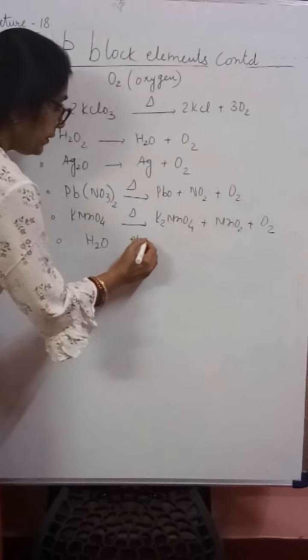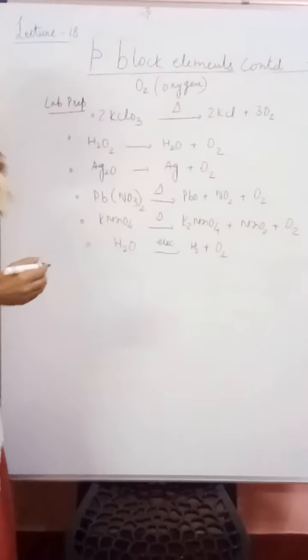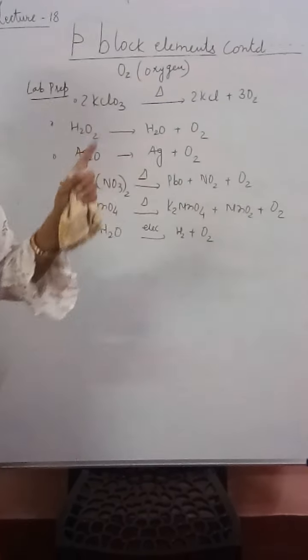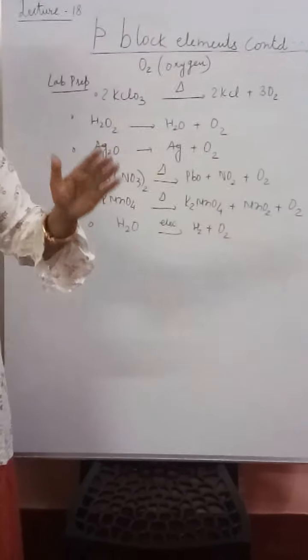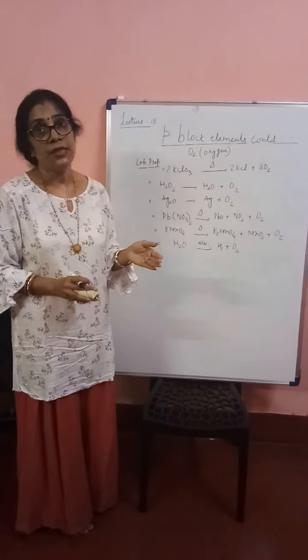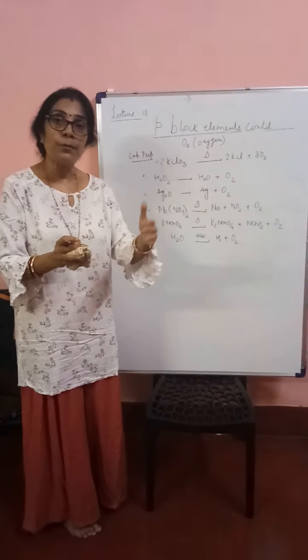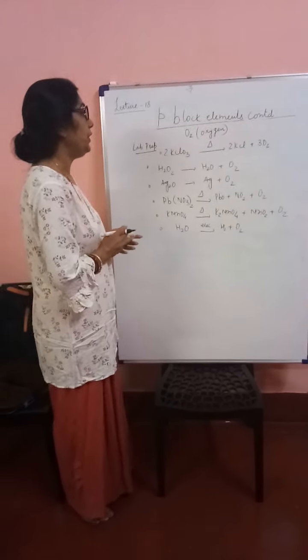And by passing electricity, decomposition of water also takes place; this is the electrolytic decomposition and one of the industrial methods of preparation. Apart from that, oxygen can also be obtained by fractional distillation of liquefied air. Depending upon the boiling point, carbon dioxide, nitrogen, oxygen can be obtained accordingly.